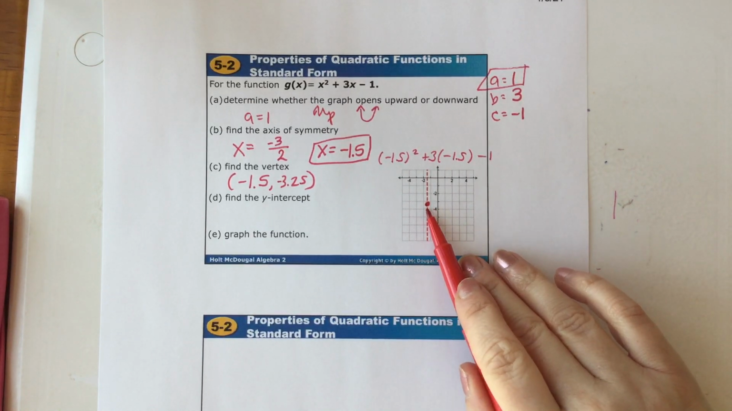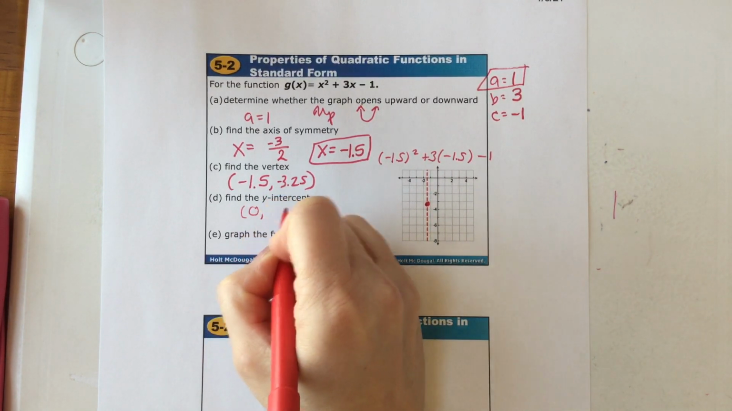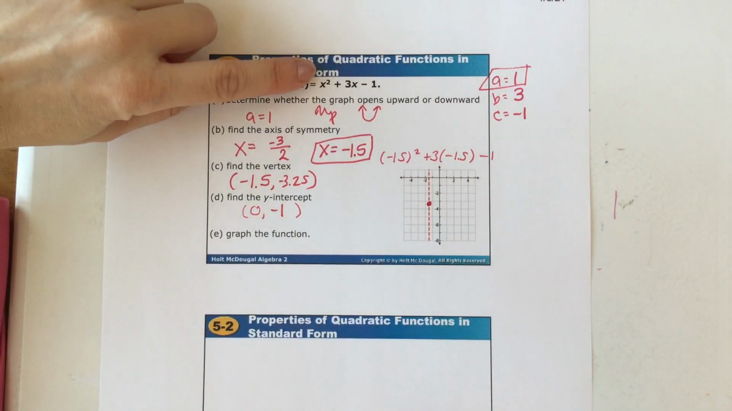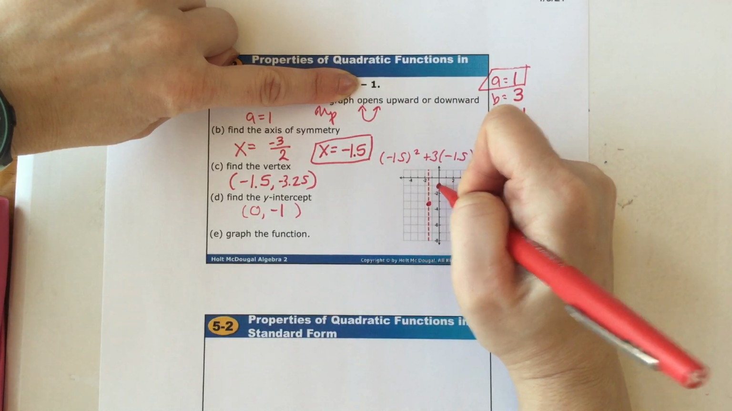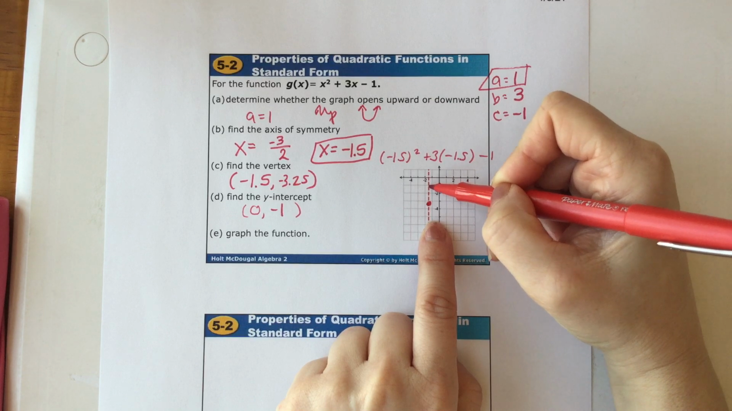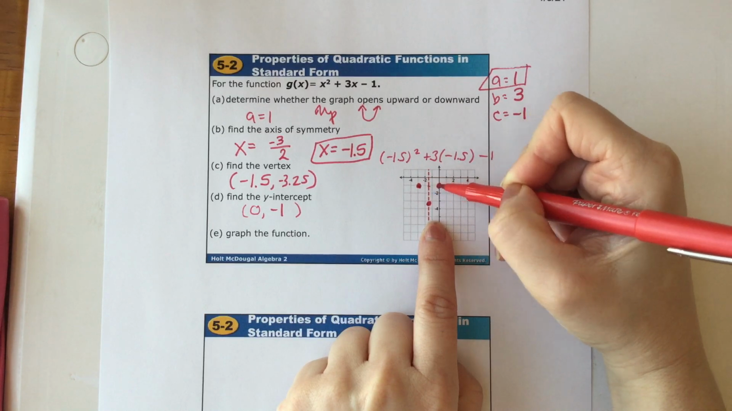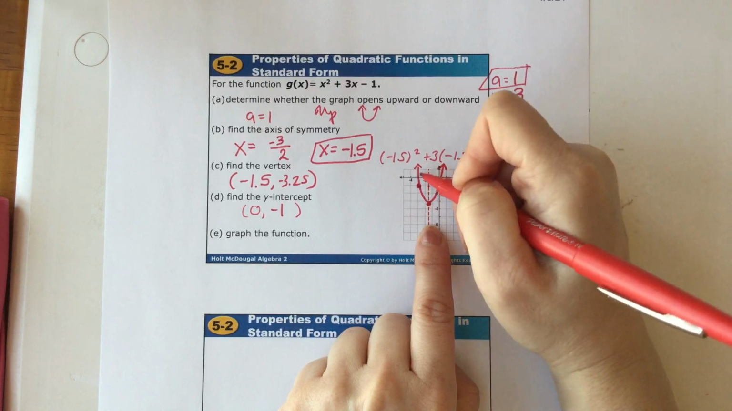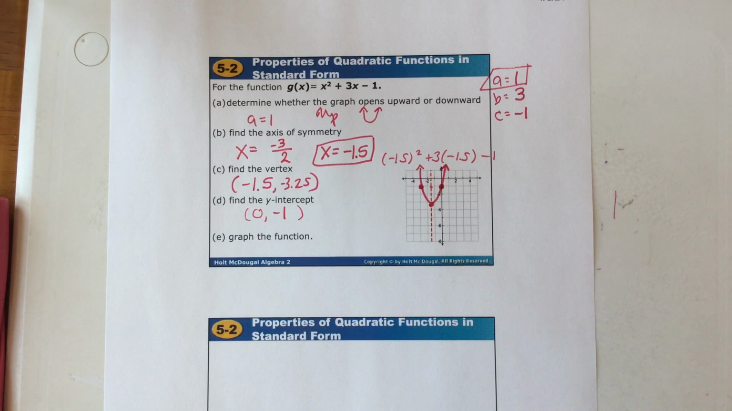Again, the vertex will always fall on your axis of symmetry. Find the y-intercept. At the y-intercept, your x value is 0, and it's always C. That's because if I change x's to a 0, this will cancel and this will cancel. So 0, negative 1. Now you go ahead and flip this over the line. So this point is 1.5 units away. If I start on the line, I go 1.5 units the other direction and make a point at the same level. Graph the function. Go ahead and connect them. We said it should open up. It does.